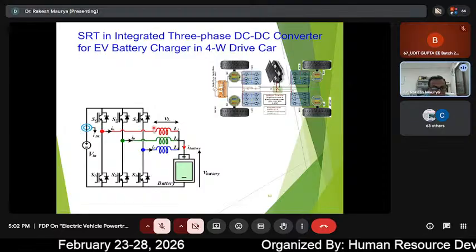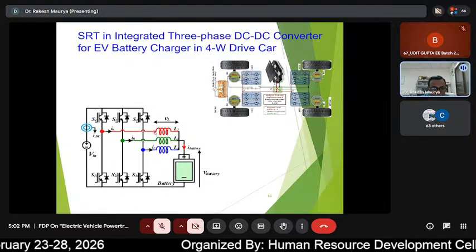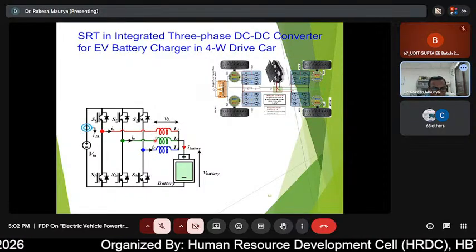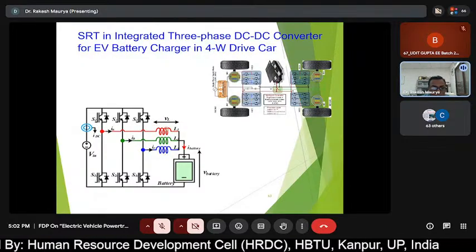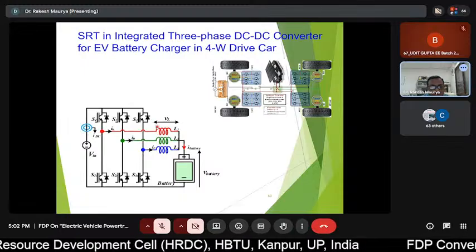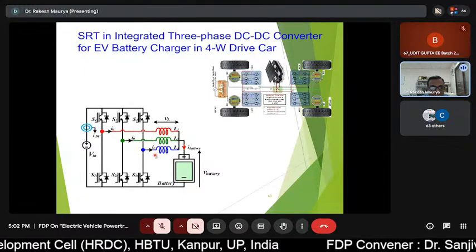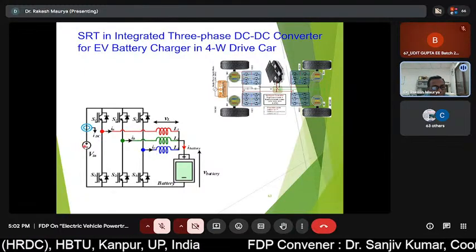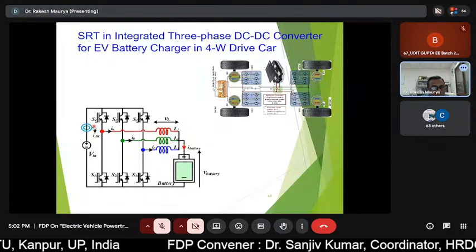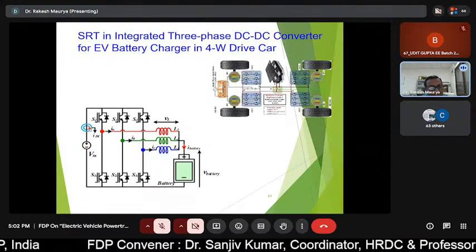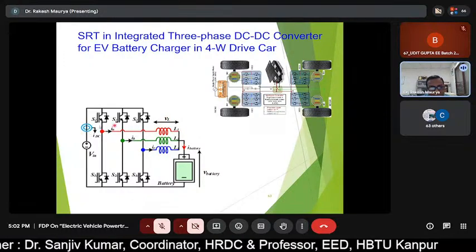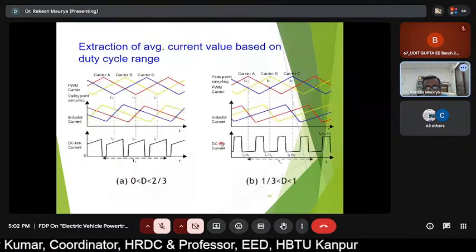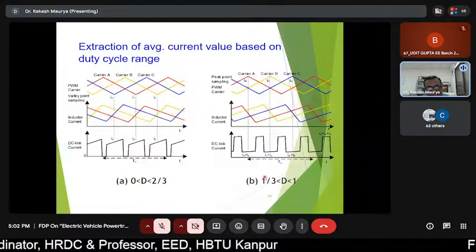As I said, to measure the current of each motor winding, you can incorporate 3 sensors here, or you can employ a sensor at the DC link side and reconstruct the motor winding current by utilizing the technique. So this is the attempt which we have made.